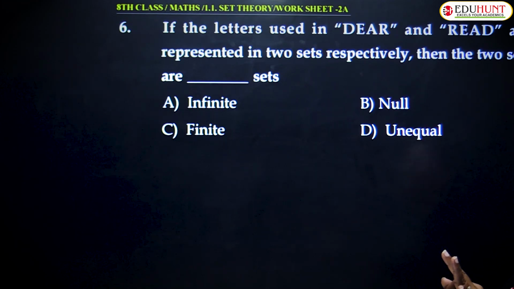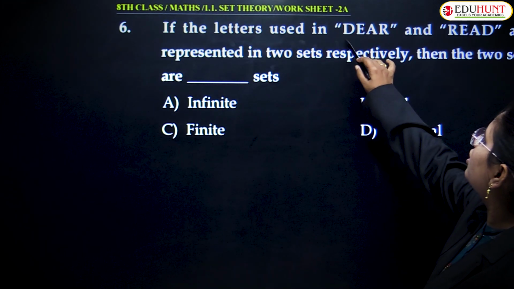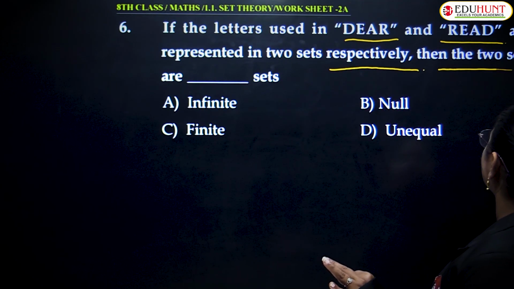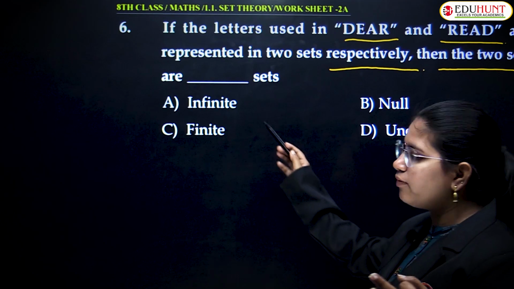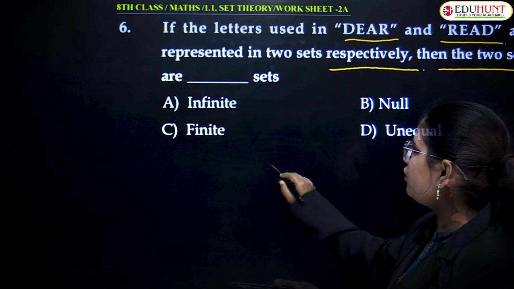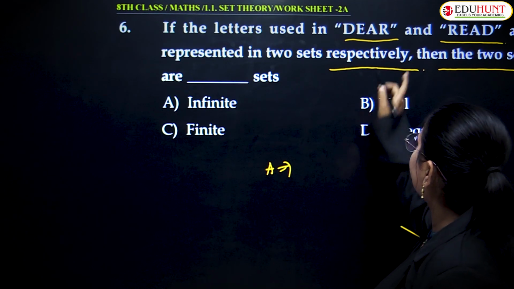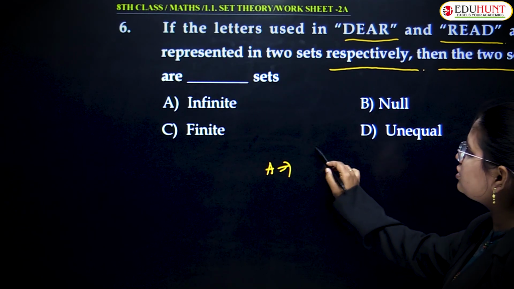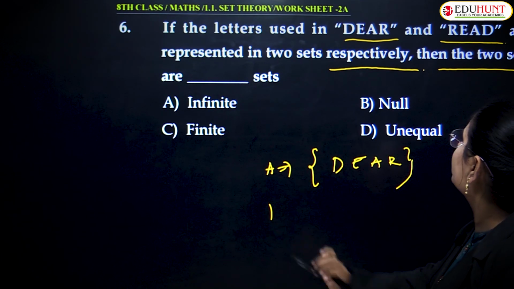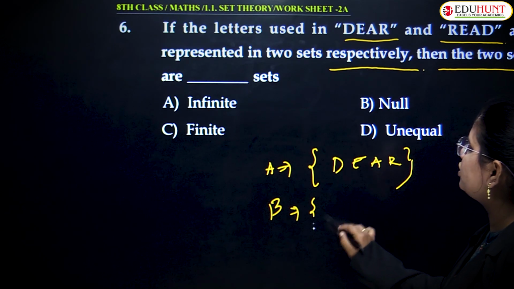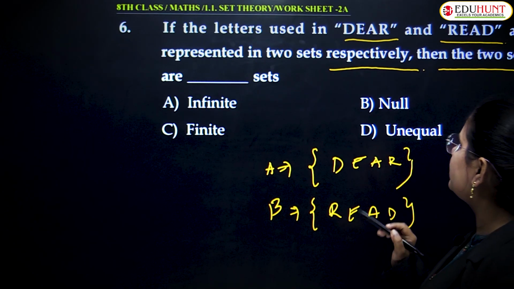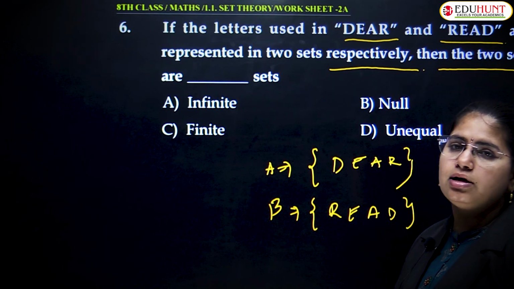So this is my next question. If the letters used in dear and read are represented in 2 sets respectively, then the 2 sets are dash sets. Obviously we have letters, right? So let us represent the 2 given words in 2 different sets. The first set is A equal to DEAR and the second set is, let us take B is equal to READ, right?